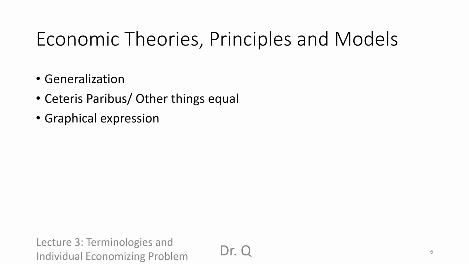Economists also love to use graphical expressions to illustrate the relationship of a pair of variables. Previously, we said that there might be a lot of factors resulting in the change of a variable. Say, other than price, income and the price of related products will also influence people's purchasing behavior. But thanks to the other things equal, or ceteris paribus, assumption, we can focus on a pair of relationship. So we can illustrate their relationship on a two-dimensional axis set.